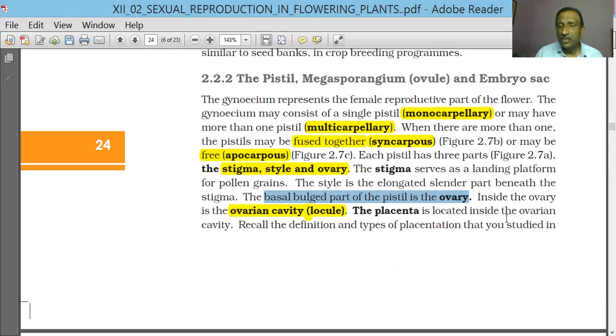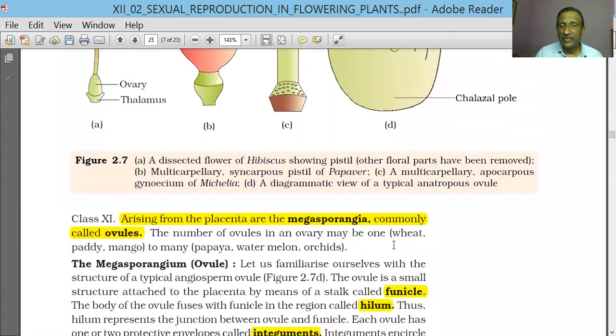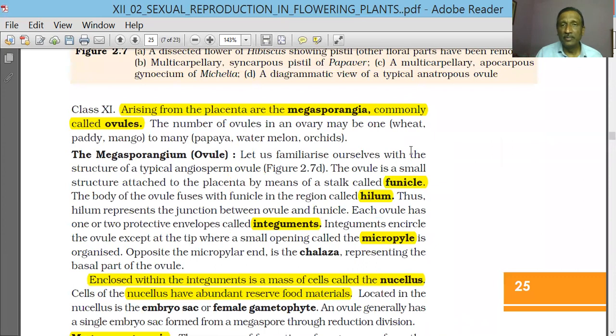The placenta is located inside the ovarian cavity, on which the ovules are found attached. Recall the definition and the types of placenta which you already studied in class 11th. We have studied the different types of placentas there. We are actually continuing from class 11, so it is expected that you know everything which you studied in class 11.